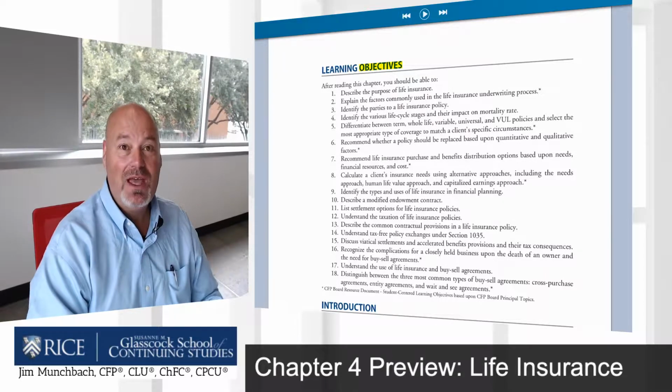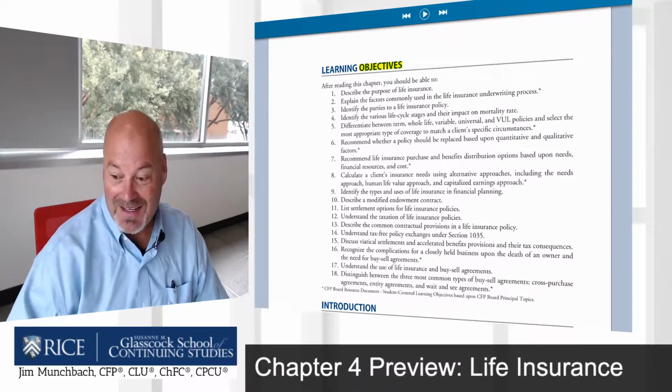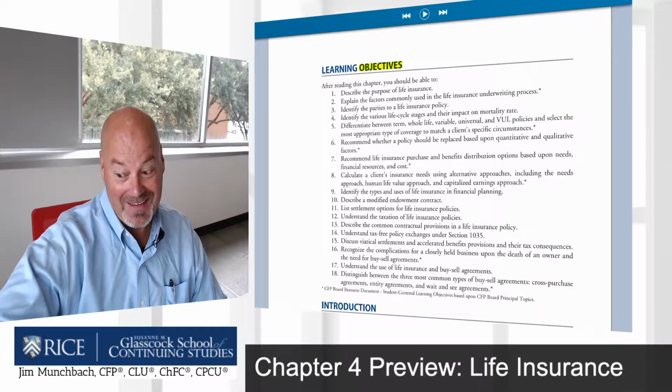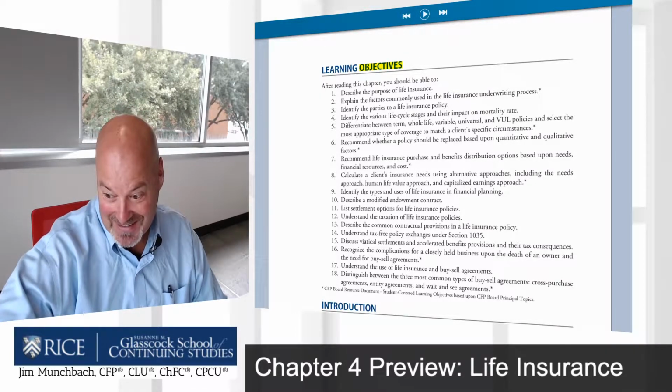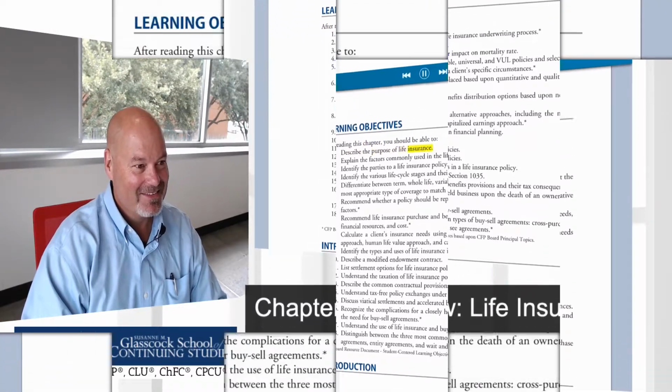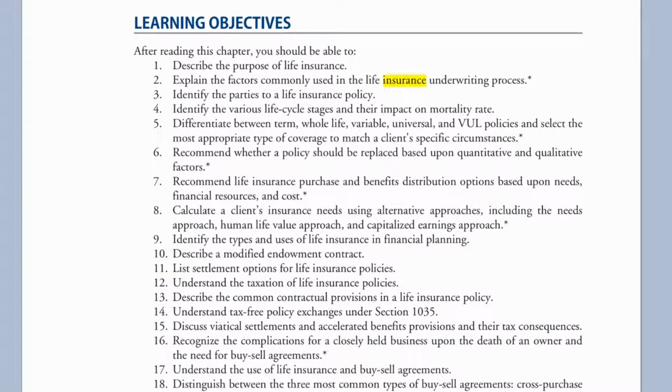So again, here we have the learning objectives, and as we always like to do, let's hear from Mrs. Siri. Objectives. After reading this chapter, you should be able to: 1. Describe the purpose of life insurance. 2. Explain the factors commonly used in the life insurance underwriting process. 3. Identify the parties to a life insurance policy. 4. Identify the various life cycle stages and their impact on mortality rate. 5. Differentiate between term, whole life, variable, universal, and VUL policies and select the most appropriate type of coverage to match a client's specific circumstances.